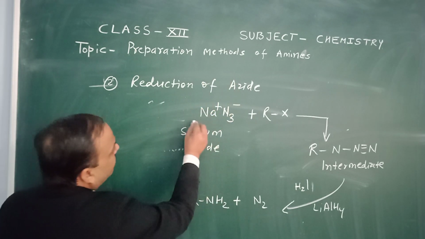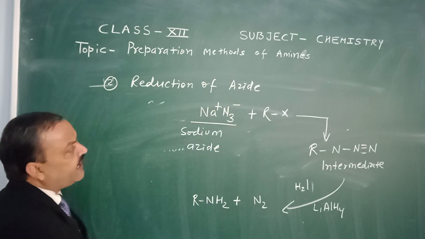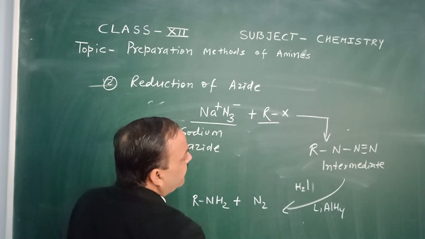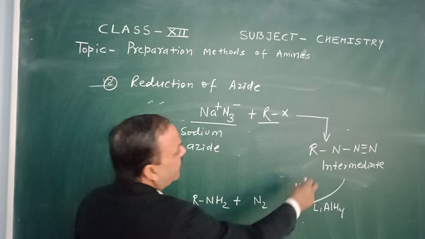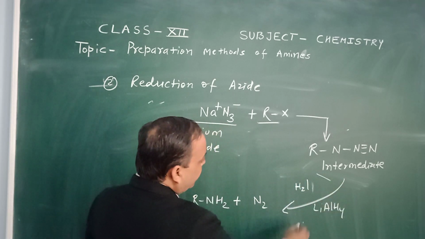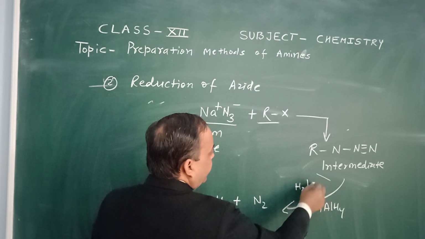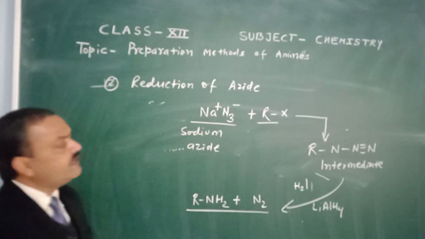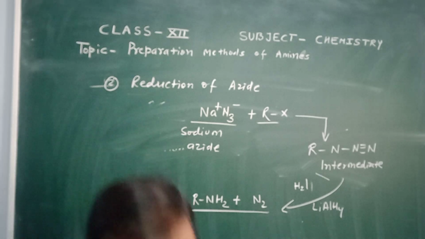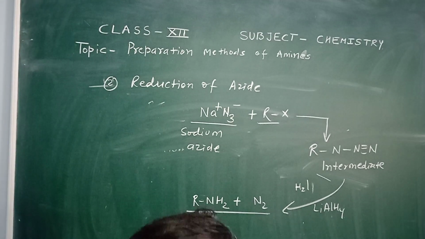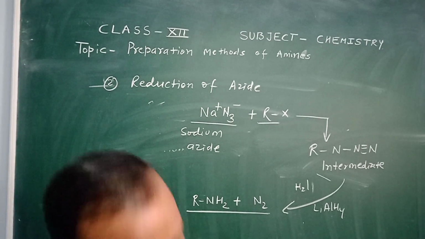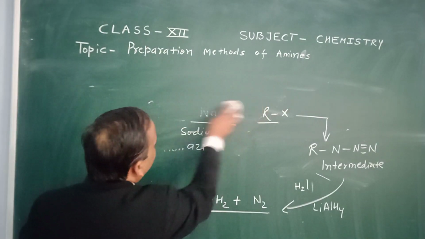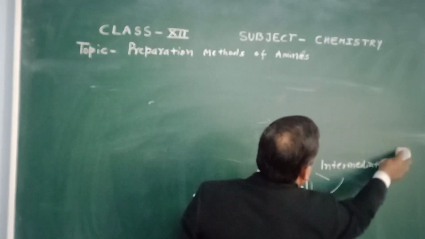Again, azide is NaN3, sodium azide. We use RX with it, and an intermediate is formed. Then we reduce this intermediate and we get the amine in this second method. Now after this, the third method which we have is reduction of oximes.